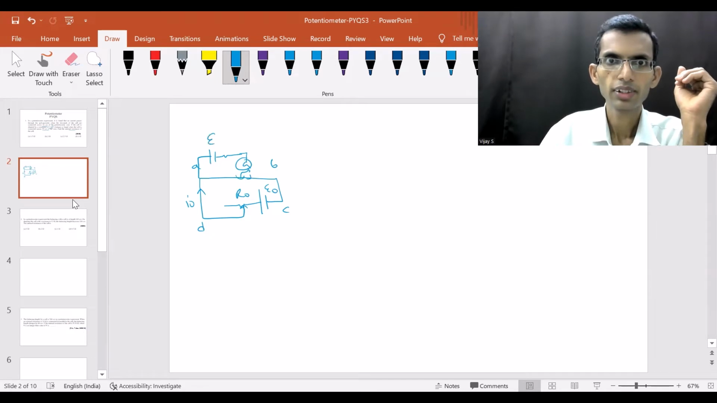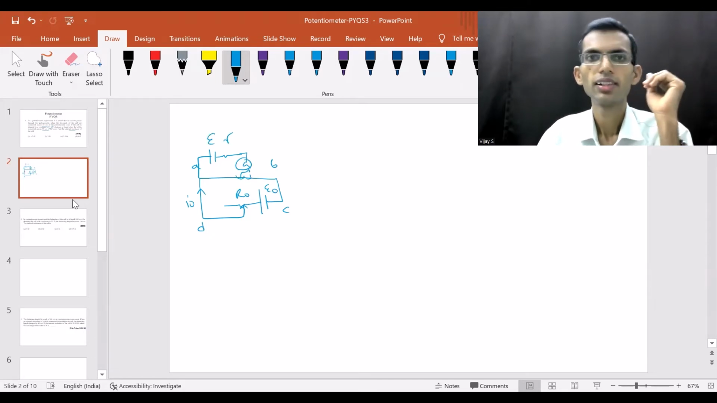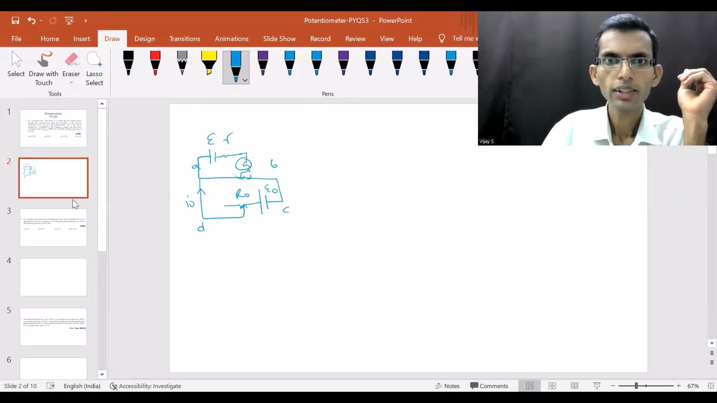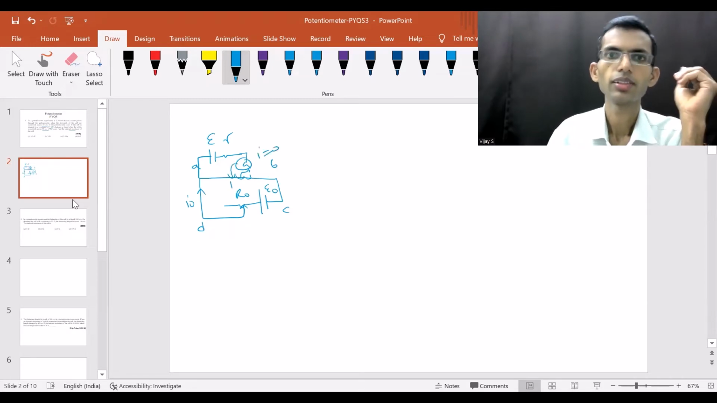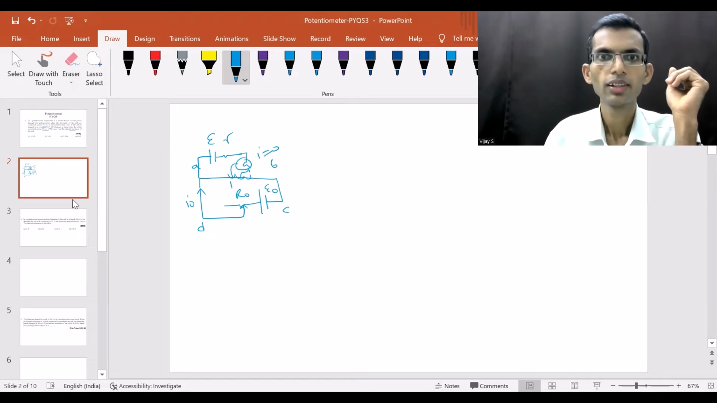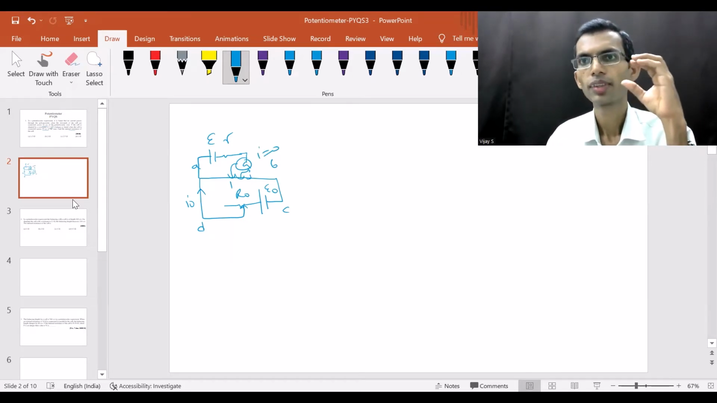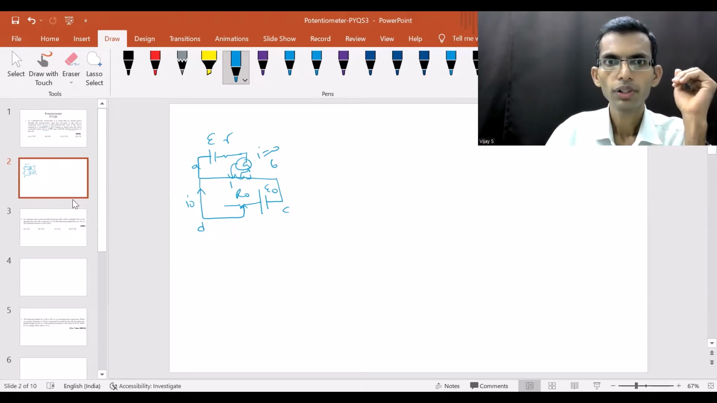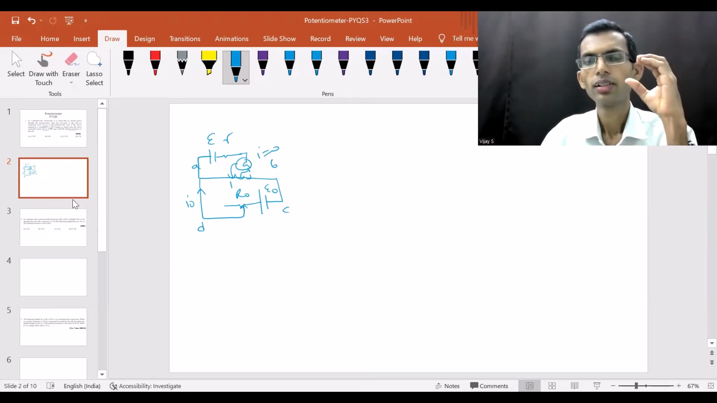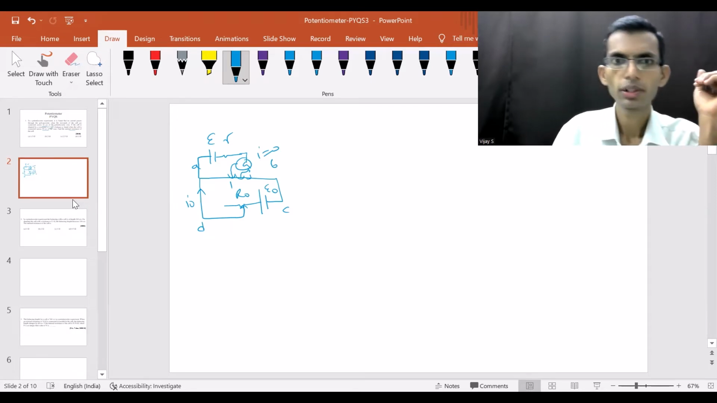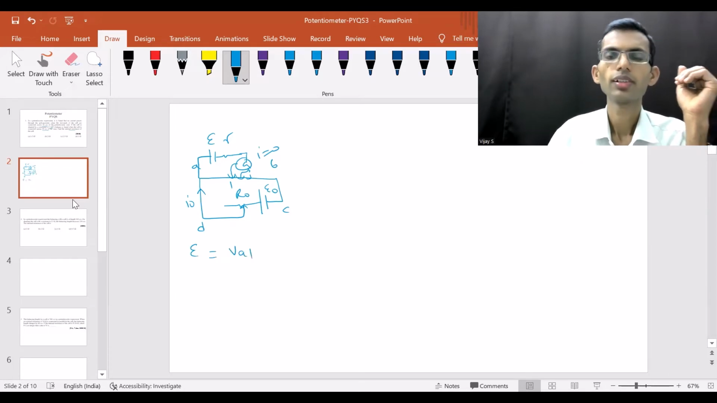Let us say the cell e.m.f is E and its internal resistance is R. Let us say the balance point for this case is at position 1. So here it is the balancing point. We know that for this case at balance, the cell e.m.f becomes equal to the potential difference across junction A and position 1. So that means E becomes equal to the potential difference between A and 1.